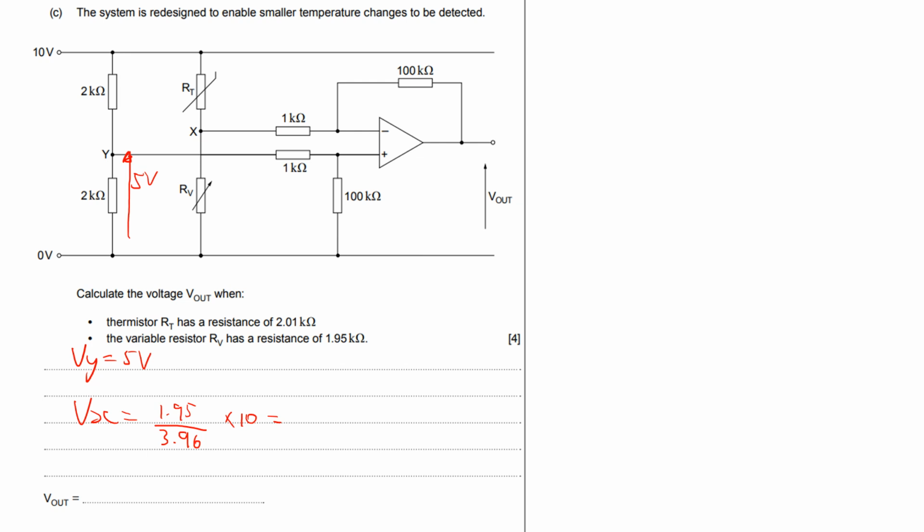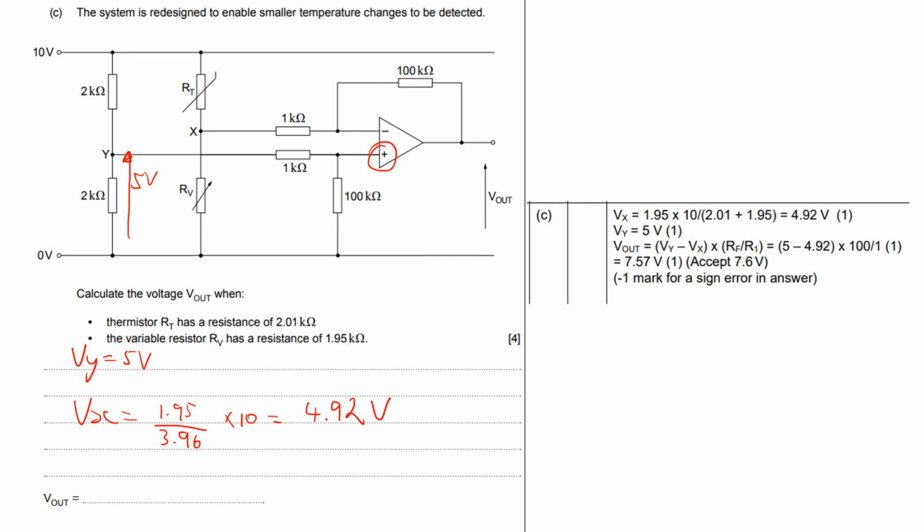Times your 10. 4.924. To be honest with you, you could probably leave it like that. Okay, and that's in volts, obviously. Right, which one's a higher voltage, Vy or Vx? Well, Vy is higher, isn't it? That's going into the plus sign. So the answer is going to be positive.